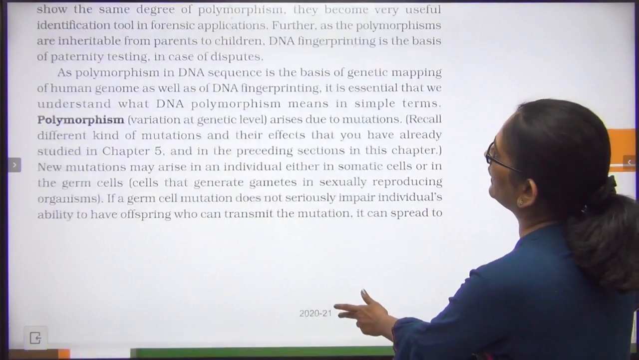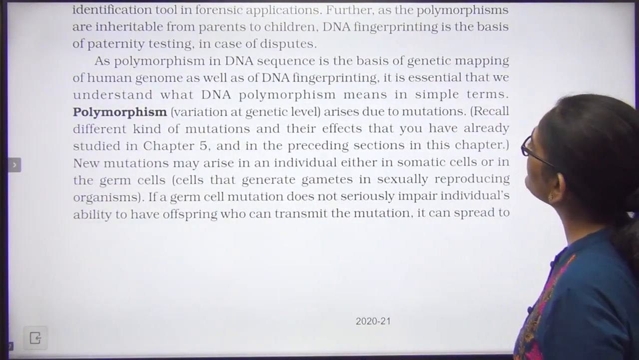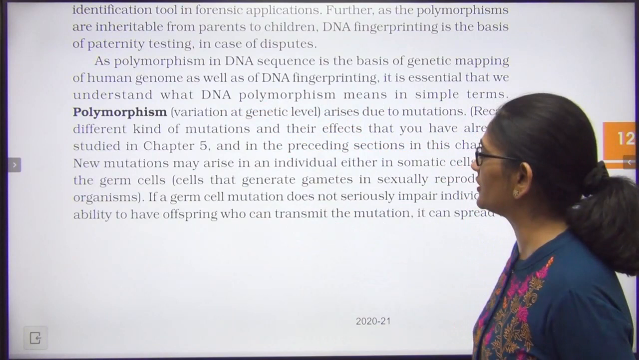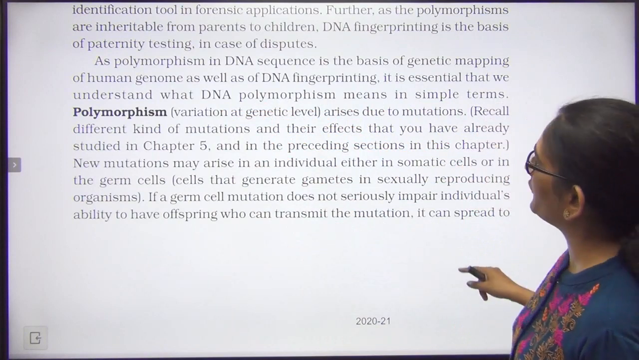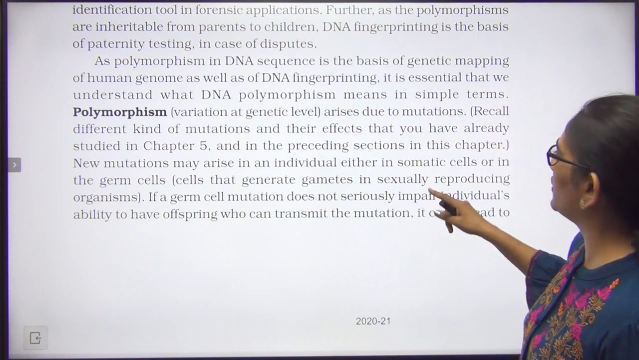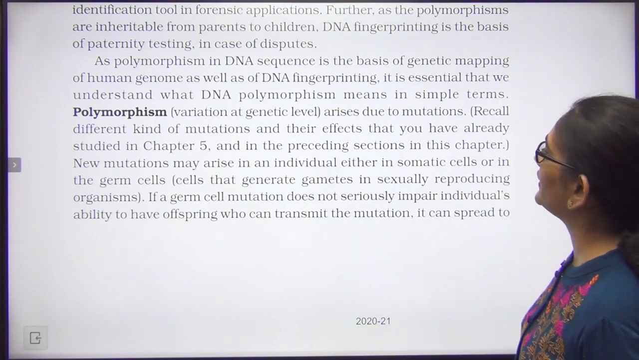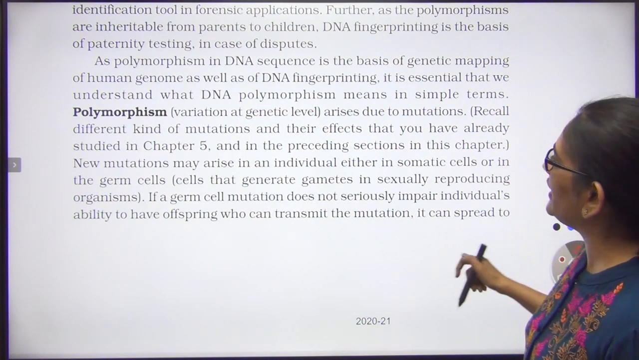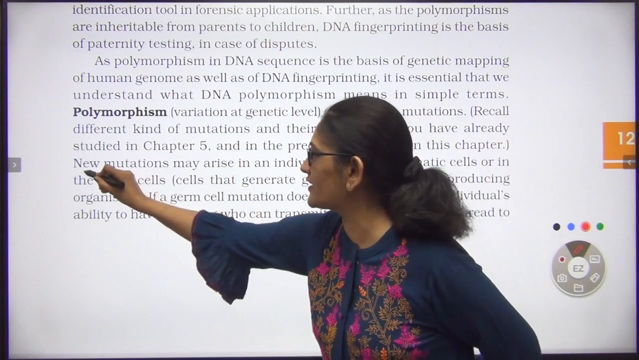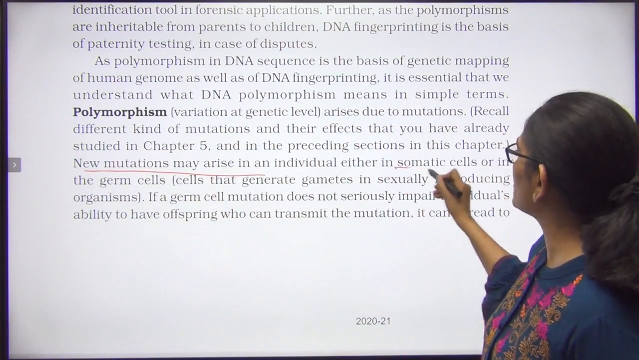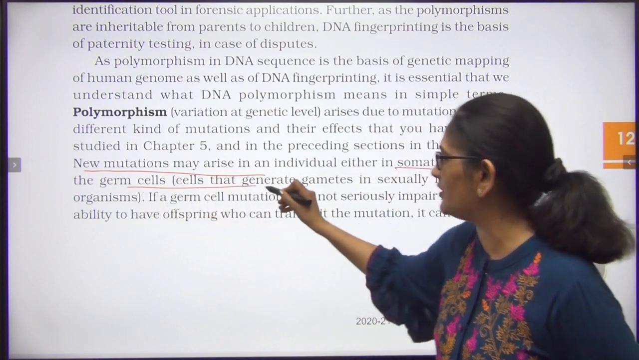So now the next paragraph speaks about polymorphism. Now you know that polymorphism is the basis of genetic engineering. Now what is polymorphism? It is trying to say, how is polymorphism actually created? So it says that any new gene arises due to mutation. Now this mutation can be in a somatic cell or it can be in a germ cell.